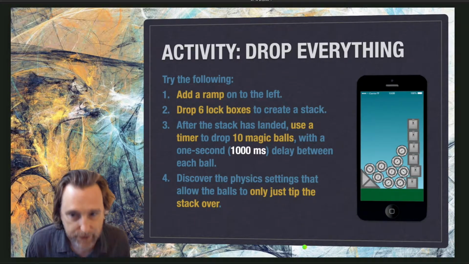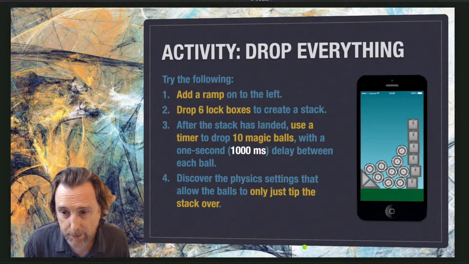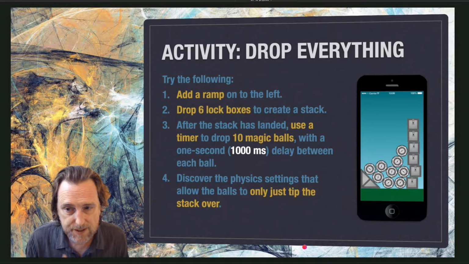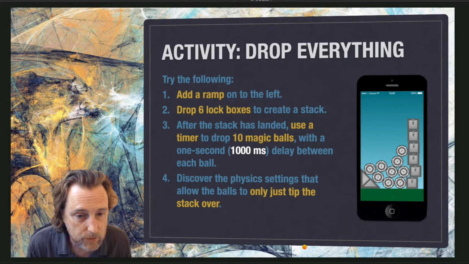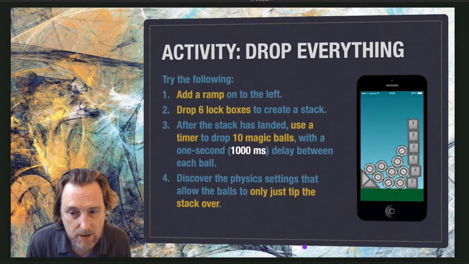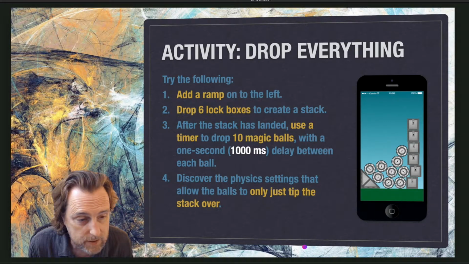Okay, the next activity is similar, but now it uses our skill with using a timer to drop stuff. So I'm going to create a stack of 6 lockboxes. I'm going to drop that iron wedge in the corner there, and then I'm going to use another timer to drop 10 magic balls. And so the magic balls will each hit the wedge, ricochet off into the tower of lockboxes, and try to knock it over.